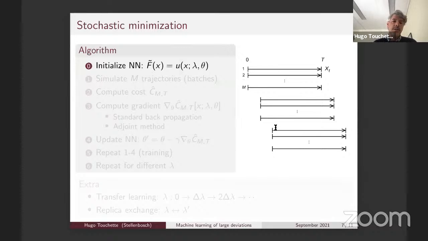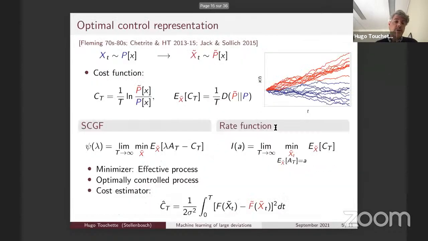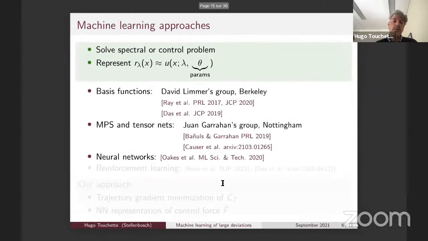Again, we have the cost function, which I've mentioned before, and what we want to do is to minimize the cost function in an unconstrained way. So I'm going to solve this problem. I want to minimize the expectation of lambda, the observable, minus the cost function, and this is the cost estimator which I'm using for the cost function. And I do this in the long time limit.